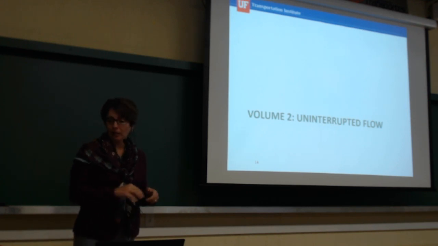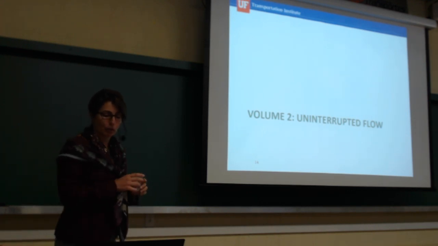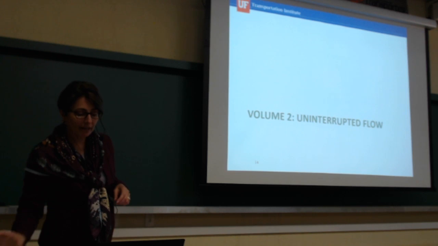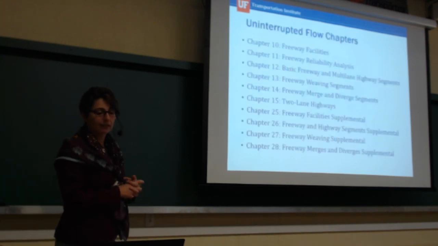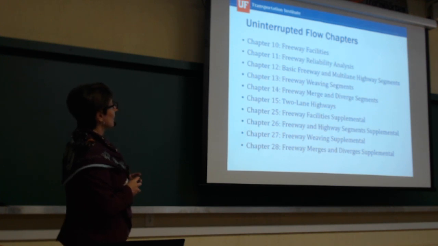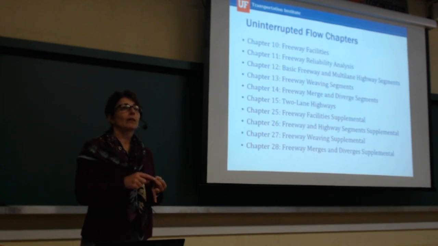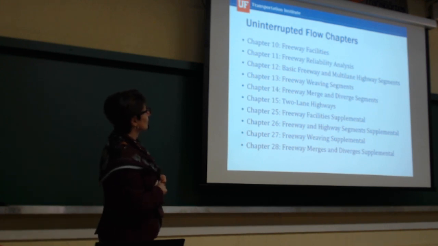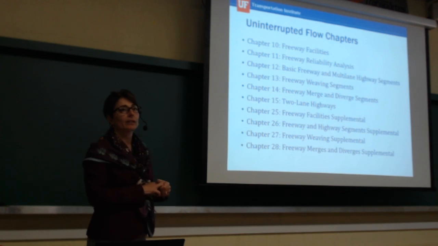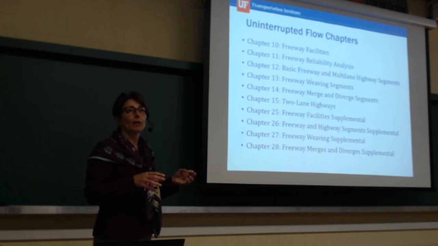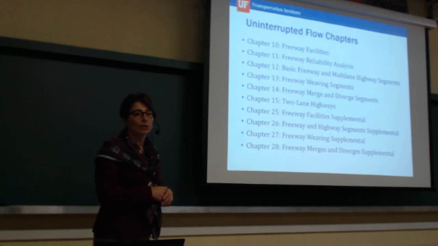Okay. The next volume we're going to talk about is on uninterrupted flow, which is primarily freeways, multi-lane highways, two-lane highways. And freeways include basic freeway segments, ramps, weaves. One of the new topics within the HCM is the reliability analysis, travel time reliability. Are you at all familiar with travel time reliability measures? Okay, we'll talk about that.